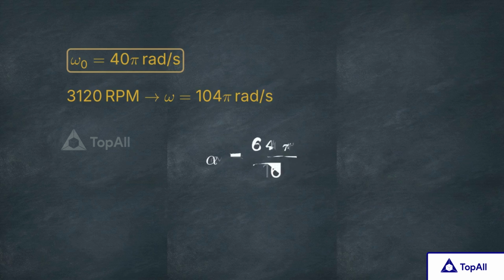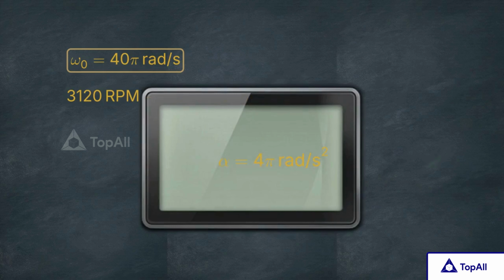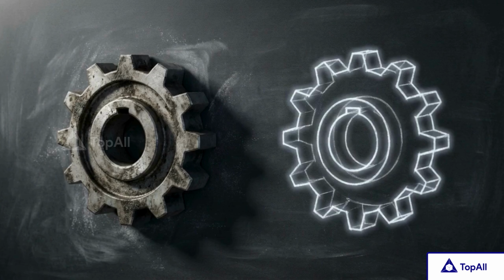By dividing the total change in velocity by the 16-second interval, we find an angular acceleration of 4 pi radians per second squared. Converting raw mechanical data into standardized units allows us to apply theoretical kinematics to real-world hardware.